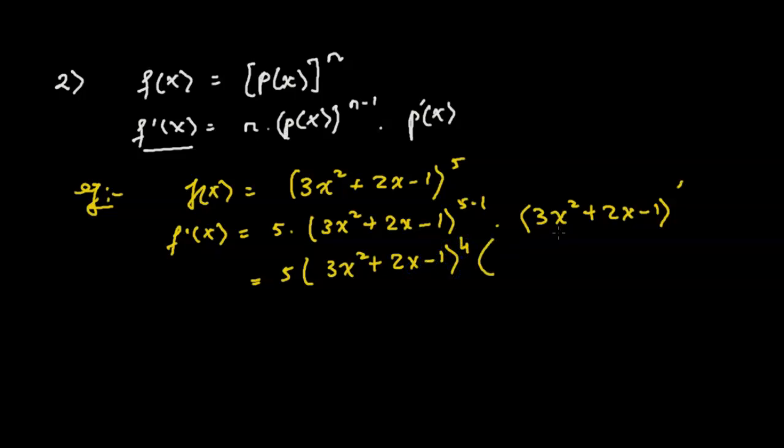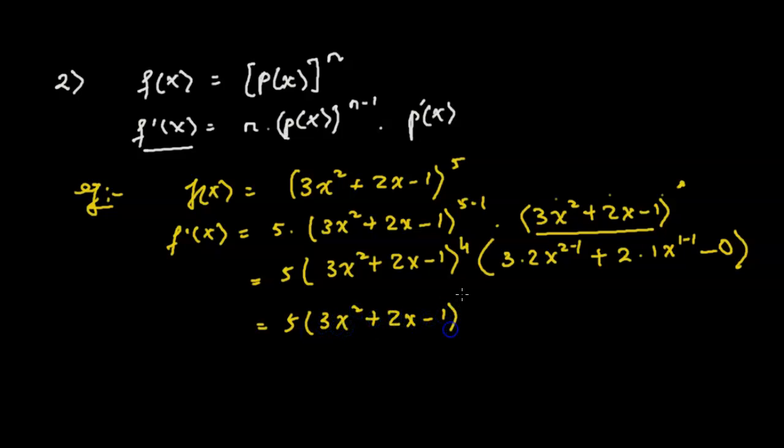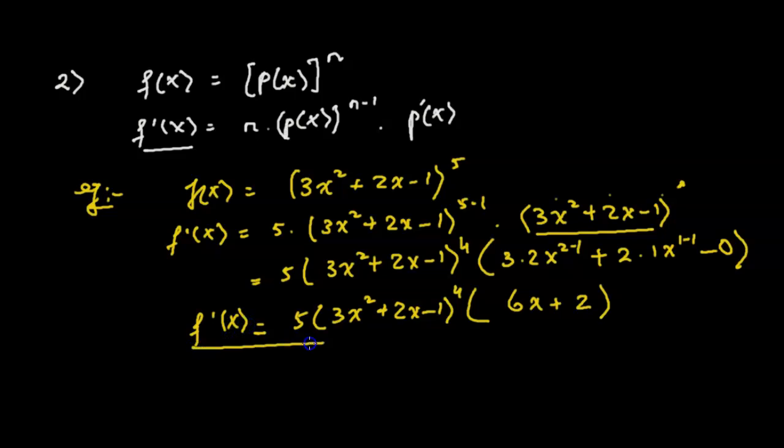When simplified further, it would give us 5 times 3x squared plus 2x minus 1 to the power of 4, times the derivative of the bracket. We are going to simplify each term inside the bracket individually and apply the sum and difference rule of derivatives. This would look like 3 times 2 times x to the power 2 minus 1, plus 2 times 1 times x to the power 1 minus 1, minus the derivative of a constant, which is 0. So the result that we get is 5 times 3x squared plus 2x minus 1 to the power of 4, times 6x plus 2. We don't have to put the minus 0, and this is how we can leave our final answer for the derivative equation.